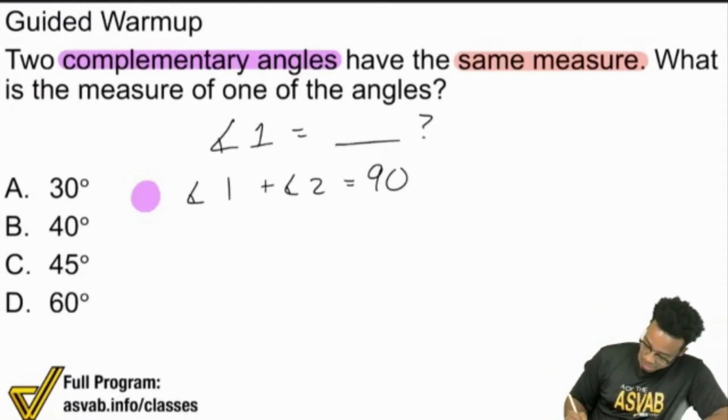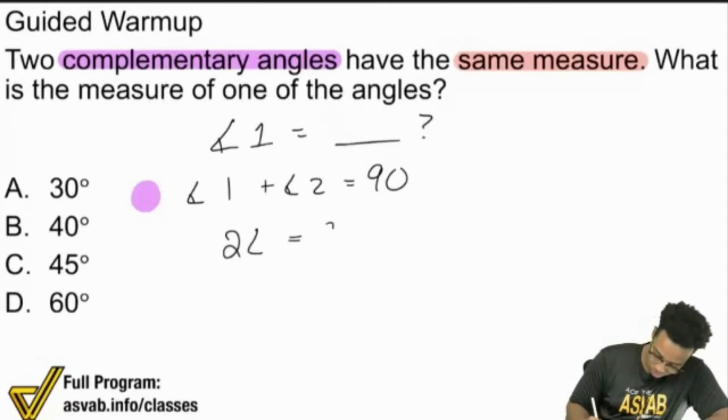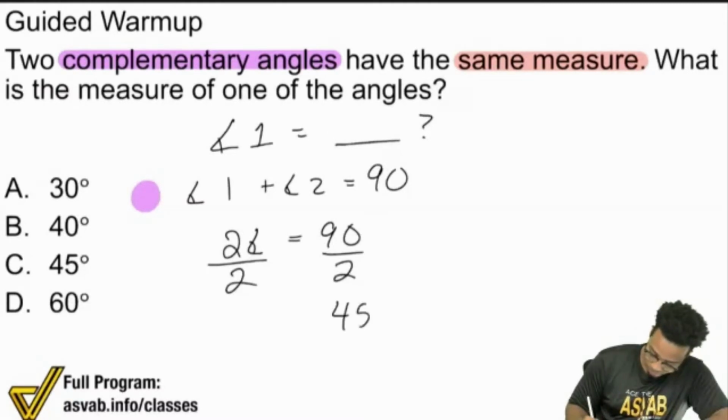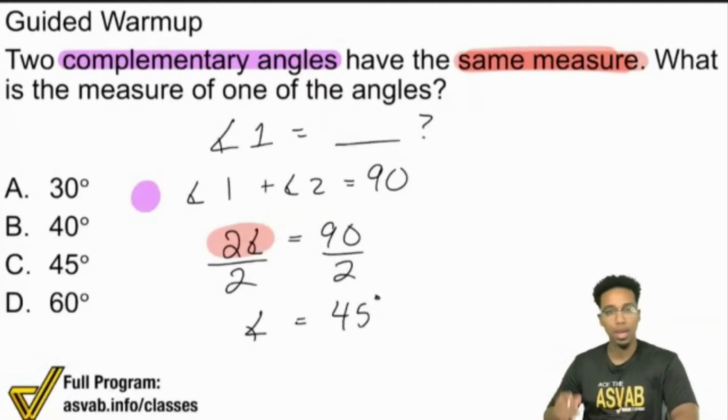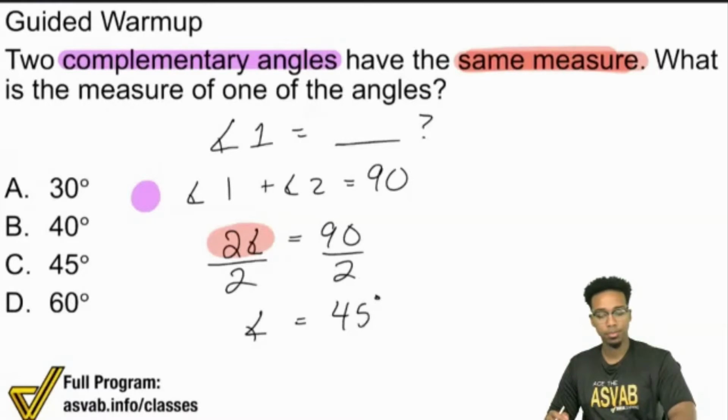We're going to be saying that, look, the 2 angles equal 90. And if you divide by 2, you get 45. You get 45 in this case for one of the angles, because again, them being the same allows you to do that. It's just 2 angles together, 2 times an angle. Does that make sense?